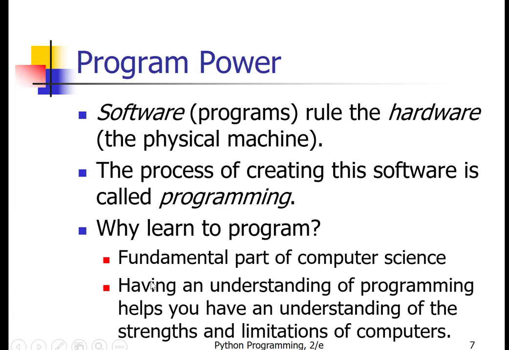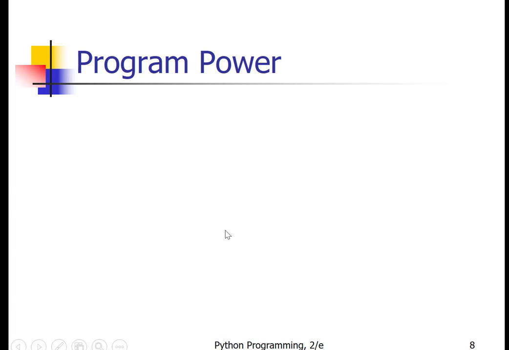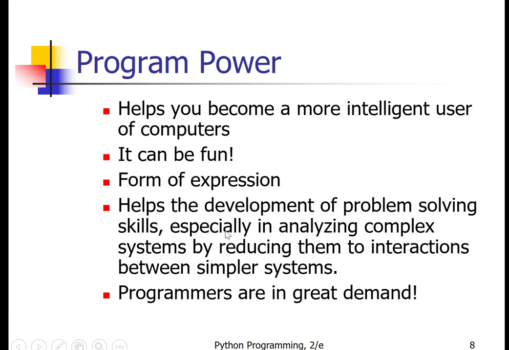Why learn to program? It's a fundamental part of computer science. Having an understanding of programming helps you have an understanding of the strengths and limitations of computers. It helps you become a more intelligent user of computers. It can be fun. It's a form of expression. It helps the development of problem-solving skills, especially in analyzing complex systems by reducing them to interactions between simpler systems, and programmers are in great demand.